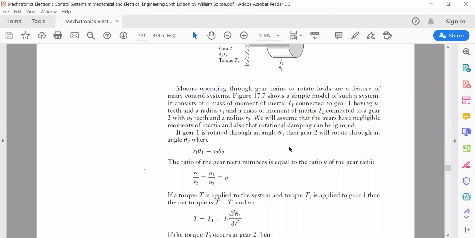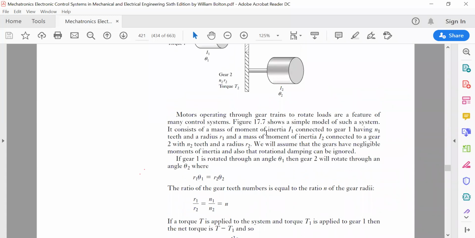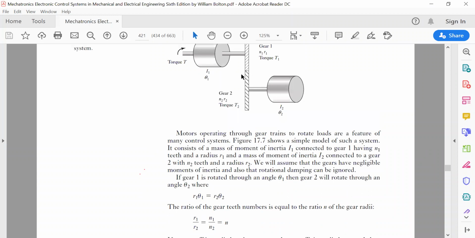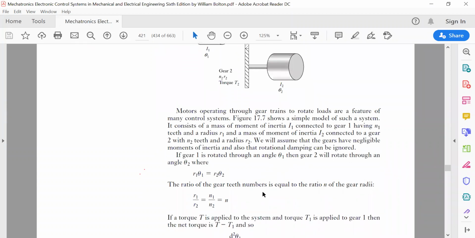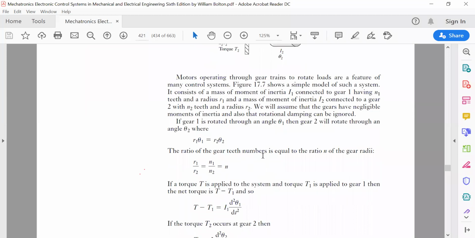So now we can see that if gear 1 is rotated through an angle theta1, then gear 2 will rotate through an angle theta2. So R1 theta1 will be equal to R2 theta2. Because both are attached with a single shaft, R1 theta1 is equal to R2 theta2. The ratio of the gear teeth numbers is equal to the ratio of the gear radii. You must have studied that in your previous classes. So R1 by R2 is equal to n1 by n2 is equal to n, which is the gear ratio.